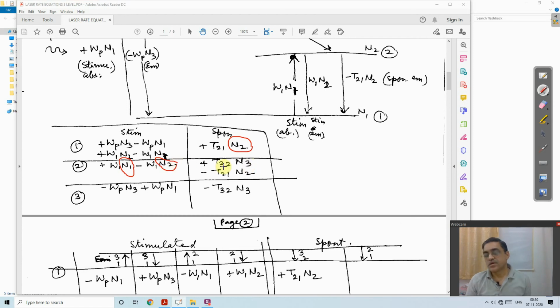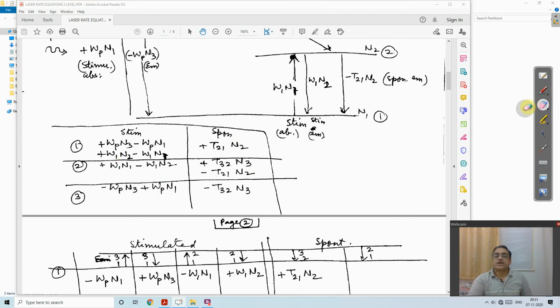Then it is being populated by level 3, but it is being depleted by the transition from 2 to 1, and the rate is proportional to N2. Similarly, for N3, it is being depleted to level 1 and it is being populated by atoms from 1. Then we have the speedy transitions from 3 to 2, which depletes it.